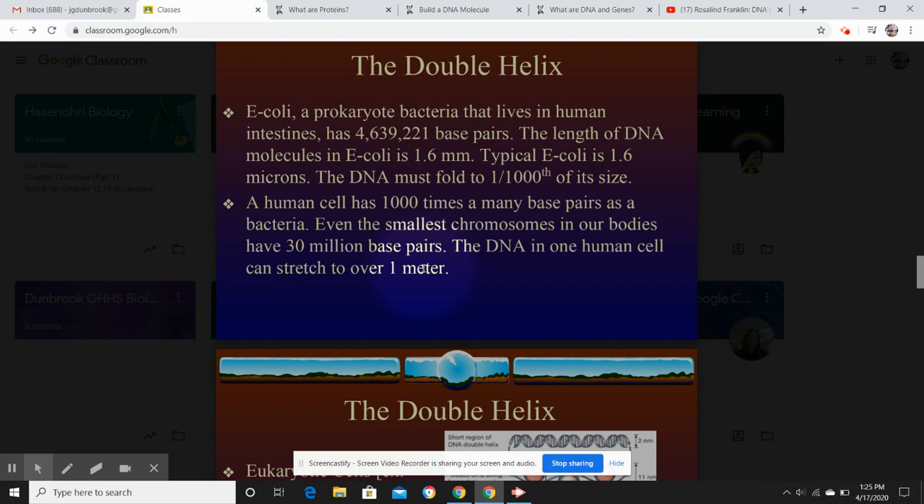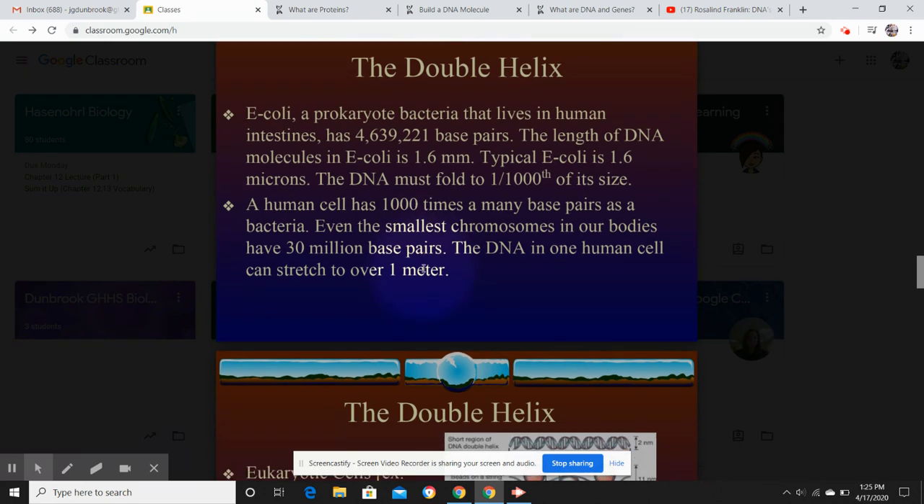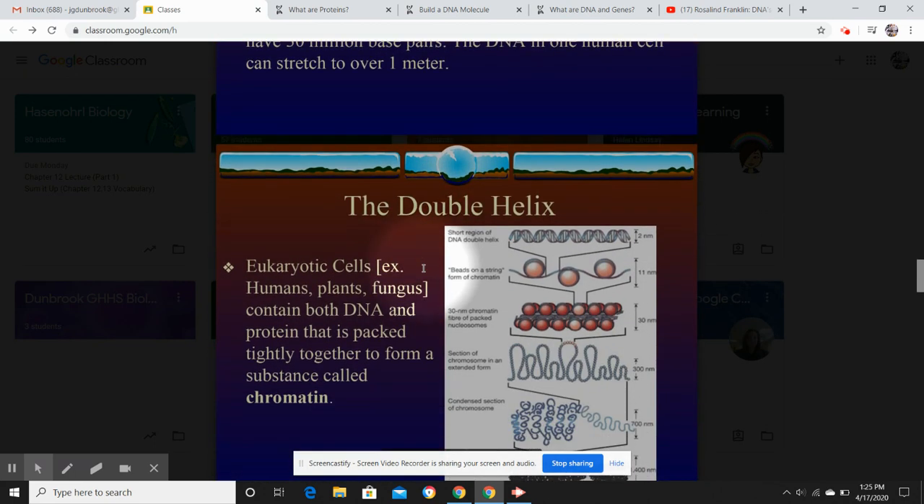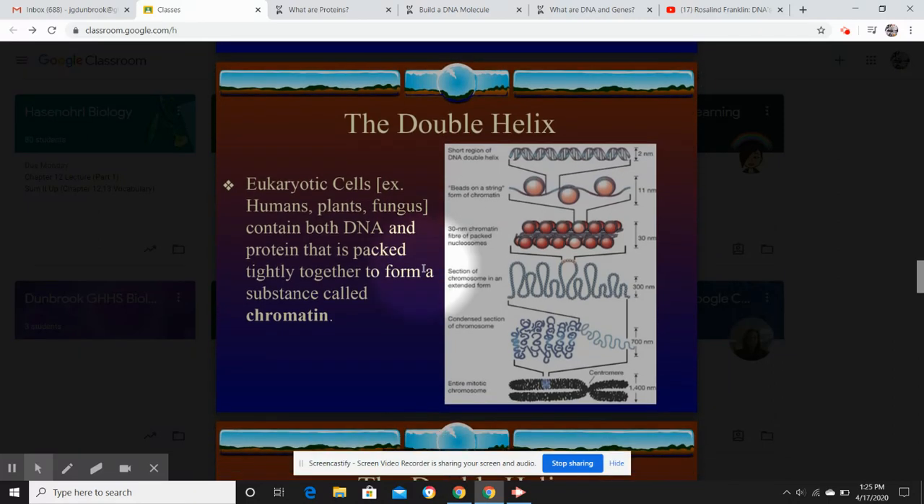Well, it's actually very, very possible. And the reason it's possible is because you wind it up. Just like you could fit 300 feet of string into your front pocket if you wound the string up. That's how DNA works. It winds up. Remember, Mother Nature does an excellent job of taking large things and putting them in small spaces.